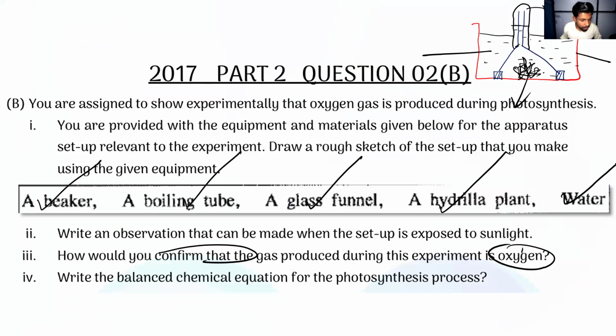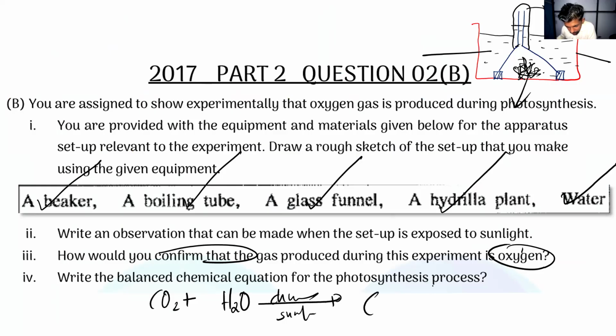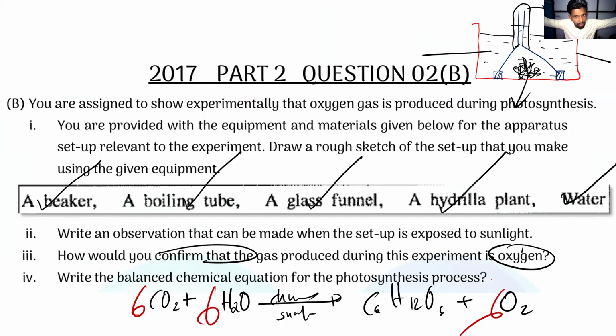And question number 3, write the balanced chemical equation. We have written the equation so many times today itself, right? You know the equation. Carbon dioxide plus water, with chlorophyll and sunlight, gives C6H12O6 plus O2. And if you want to make it balanced, you put 6, 6, 6. That's all.